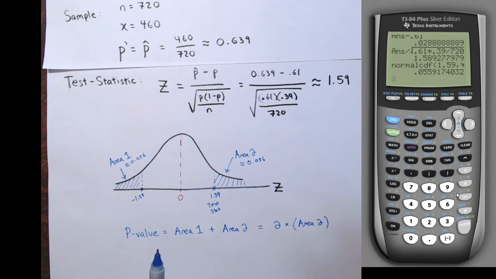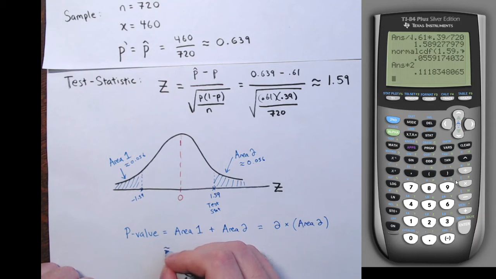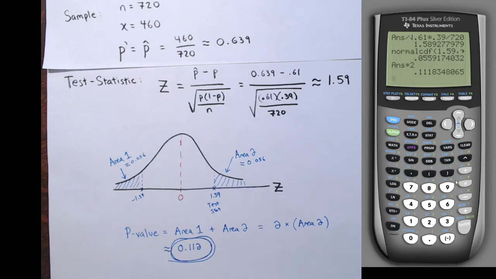And then we put them together, or just double this area, times 2 gives me the p-value. So putting those together, we get approximately 0.112, if they asked me to round to 3 decimal places. So here's the p-value, 0.112, coming from the calculator.